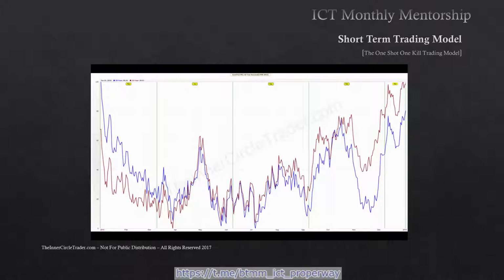Okay, so the first thing we're looking for is we're expecting either an up move or a down move. So how do we start doing that? Well, we go to our seasonal tendency.